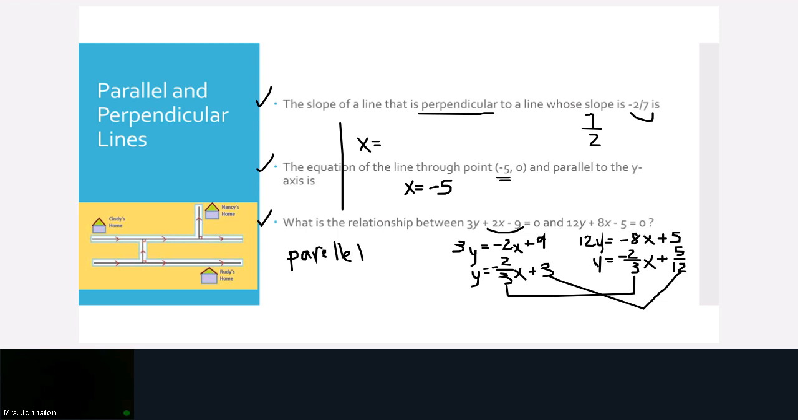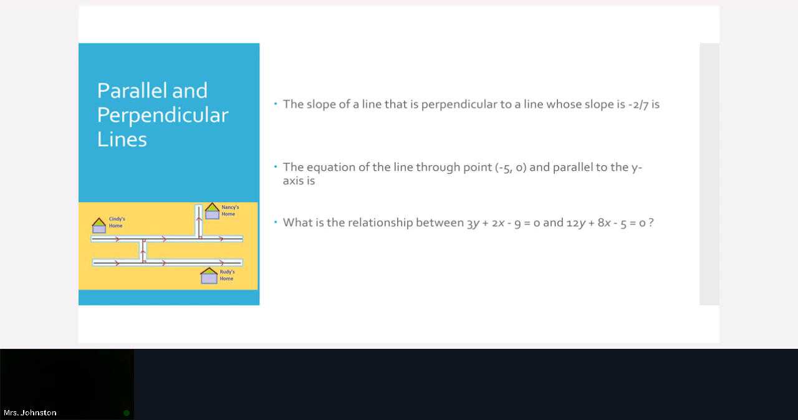Okay, let me clear some space off of this from my previous presentation. The slope of a line that is perpendicular to a line whose slope is -2/7. Well, remember we said if it's perpendicular, the slope will turn upside down and change signs. The negative reciprocal of this would be 7/2.